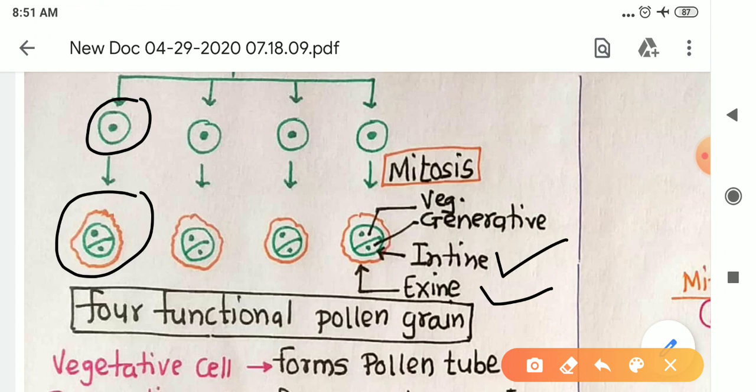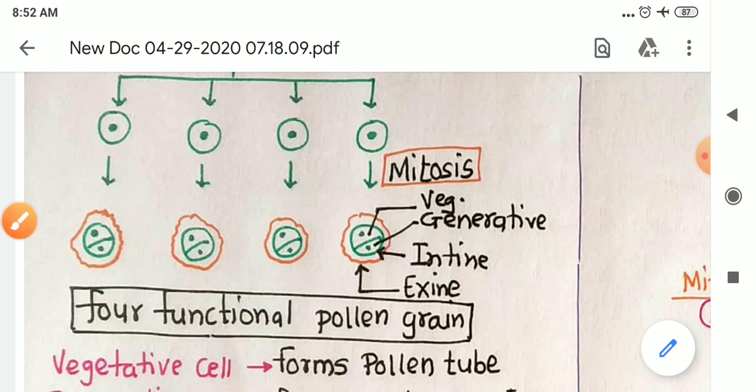All of you know that the exine is made up of sporopollenin, one of the important chemicals which will not allow the pollen grain to be damaged by any alkali, acid, enzyme, etc. So that's why the pollen grain always remains protected due to the presence of the outer cover called the exine. And there is an inner cover called the intine, which is made up of cellulose and pectin. It is nothing but cell wall material.